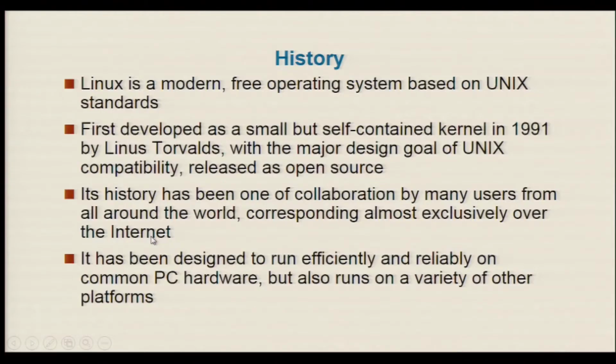We will look at Linux as a modern free operating system which looks like Unix, but the best way to describe it is as based on Unix standards. It was first developed as a small but self-contained kernel in 1991, that is 2 full decades after Bell Labs started commercializing Unix, by Linus Torvalds, with a major design goal of Unix compatibility, released as open source. There was no point in time when it was supposed to conflict or compete with Unix. It was expected to be compatible.